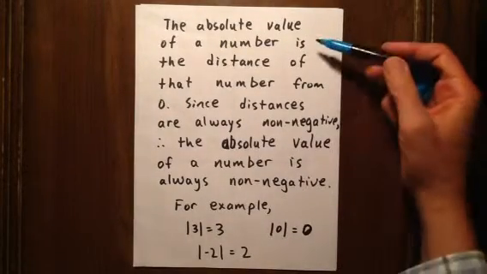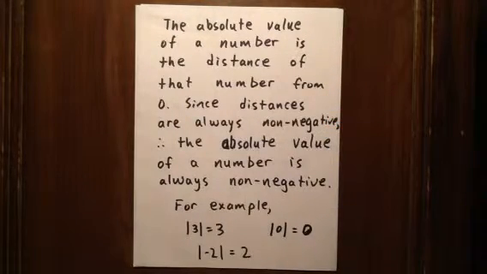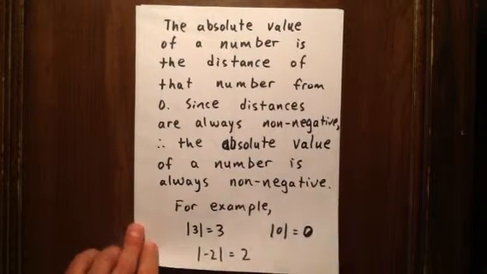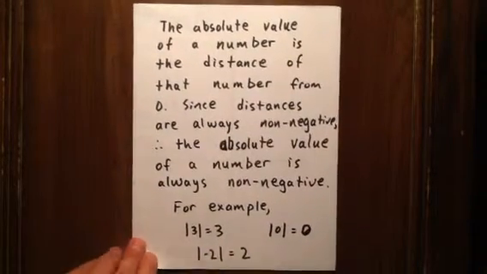Okay, so just to repeat what we said, the absolute value of a number is the distance of that number from 0. And since distances are always non-negative, the absolute value of a number is always non-negative. The absolute value of 3 is 3. The absolute value of 0 is 0. The absolute value of -2 is 2.